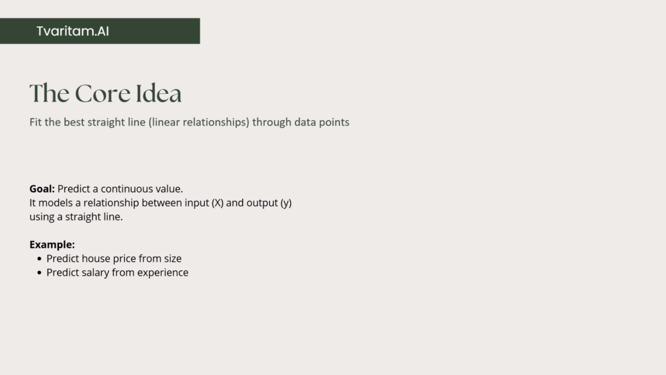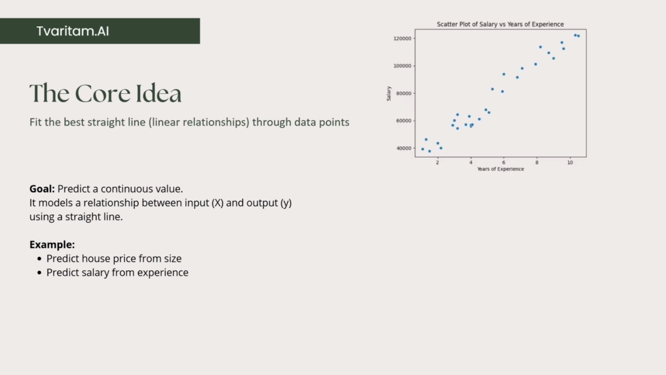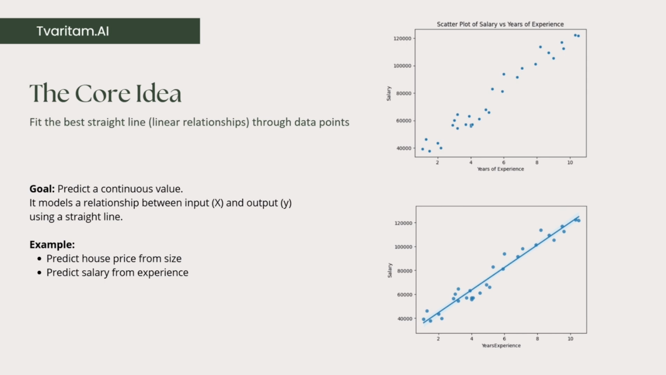For this example, if we take one input and one output variable, we can plot the data points and the predicting line. Let's say we want to predict someone's salary based on their years of experience. If you plot this data, you'll see points scattered across a graph. Linear regression tries to draw a straight line that best represents this relationship.